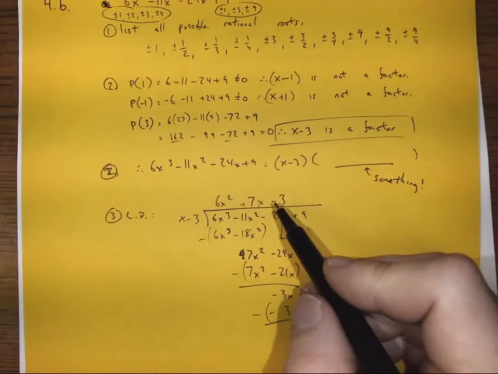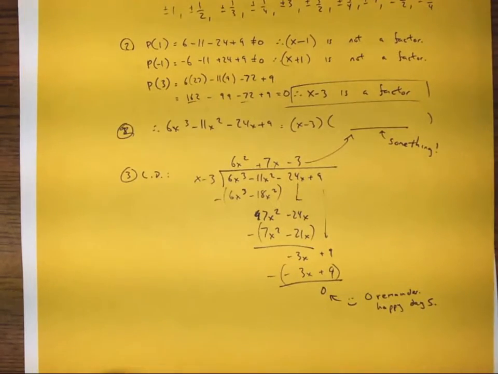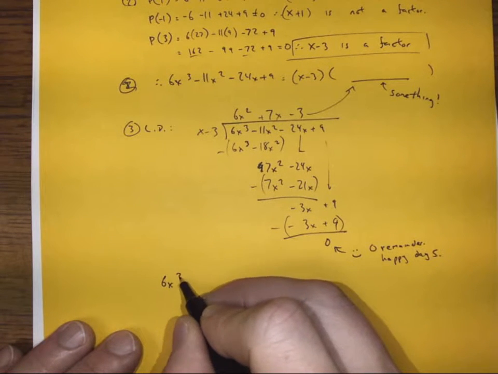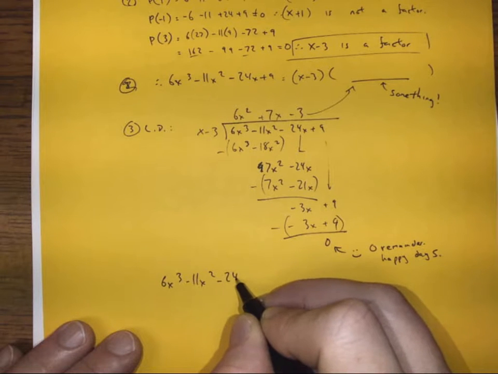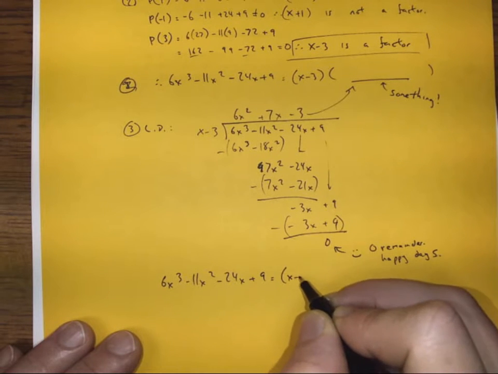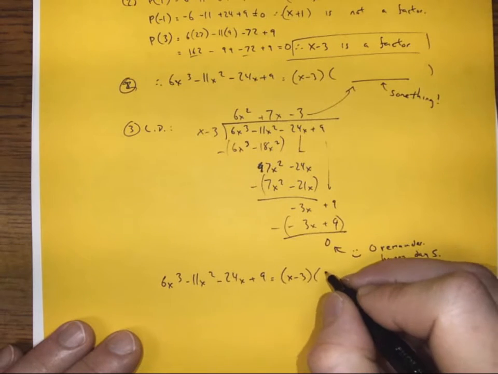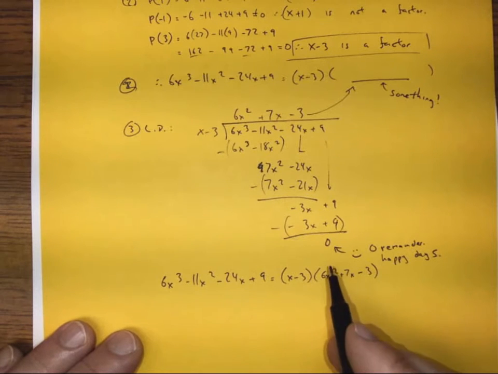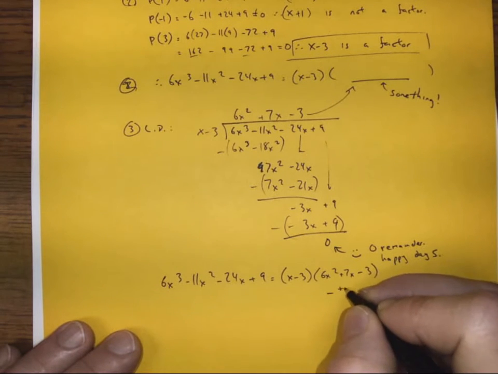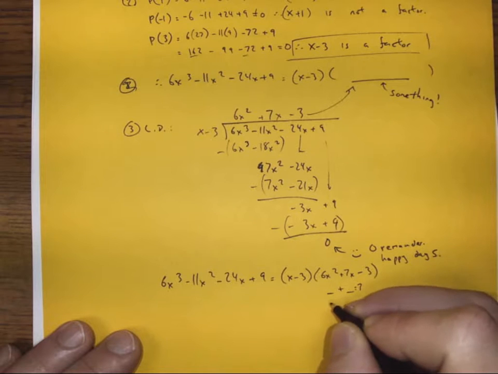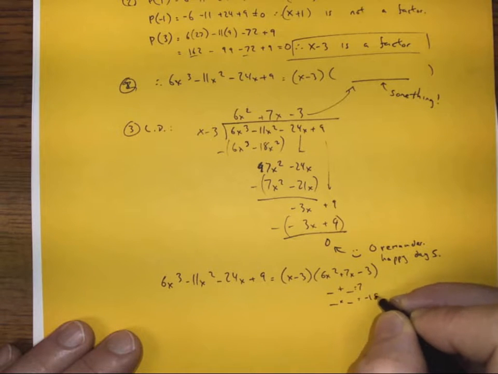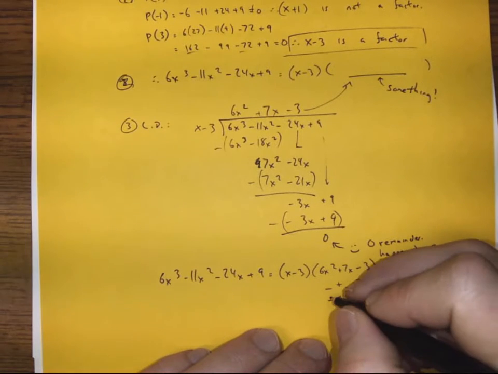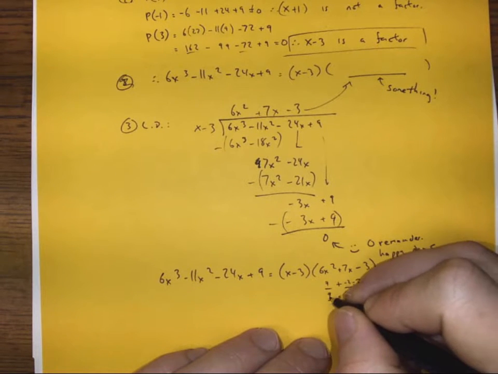All right, so that is the something inside here. We're going to go a step further and say that 6x cubed minus 11x squared minus 24x plus 9 is equal to x minus 3 times 6x squared plus 7x minus 3. And I can go one step further: I can factor this. I can think of two numbers that add to 7 and multiply to negative 18. That's 9 and negative 2.